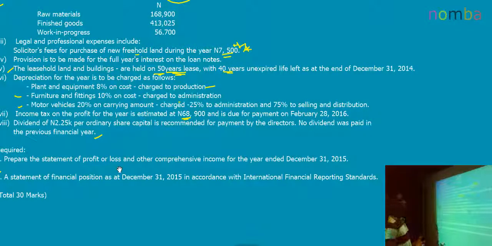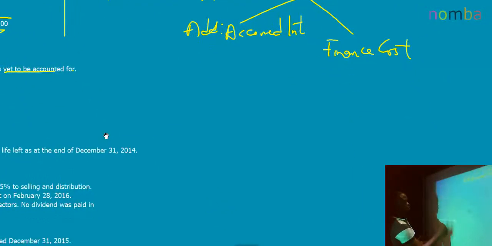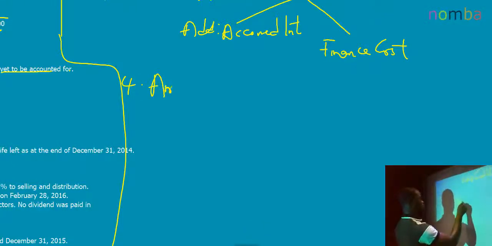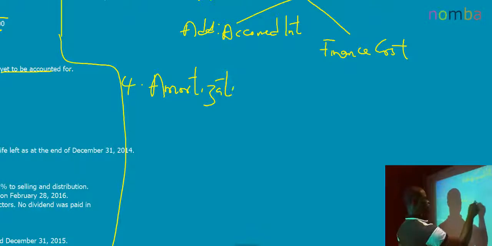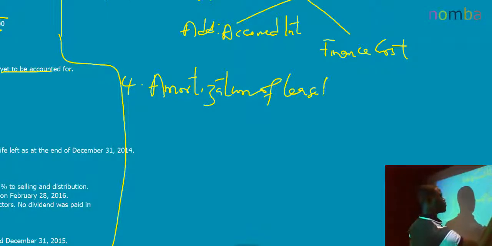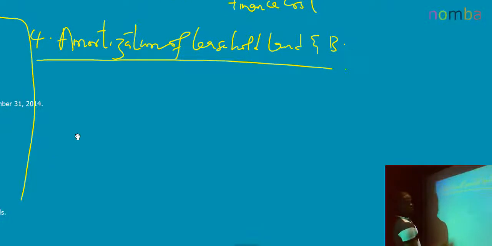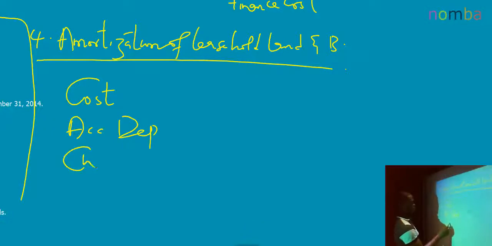As it is right now, they didn't tell us whether it's straight line or the basis with which we should depreciate. So let me go and have my leasehold land and building account, amortization of leasehold land and building. The cost of the land was given. I know the accumulated depreciation. All I need now is the charge for the year.